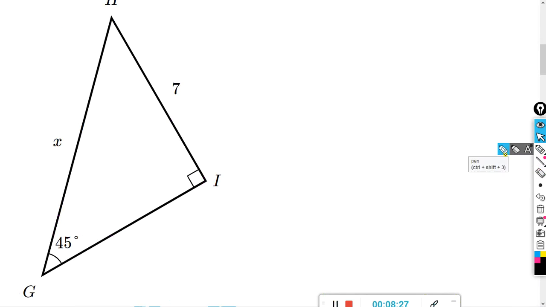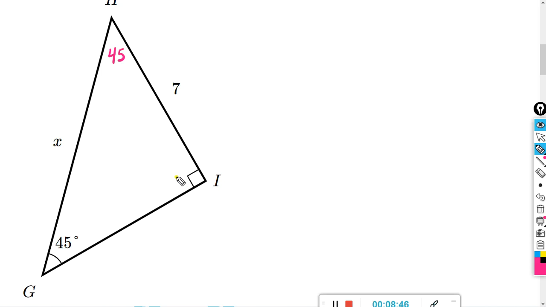All right, let's see. First step is to fill in the missing angle. We have a 90, we have a 45, so this one must be 45. Of course, the angles add to 180, so just subtract these two from 180, you'll get 45.